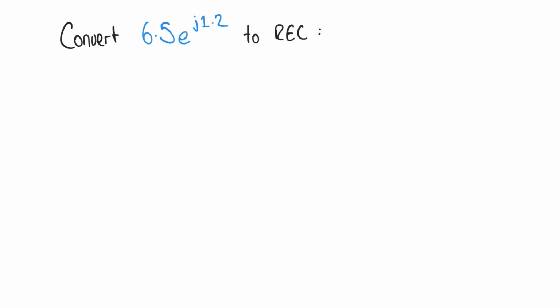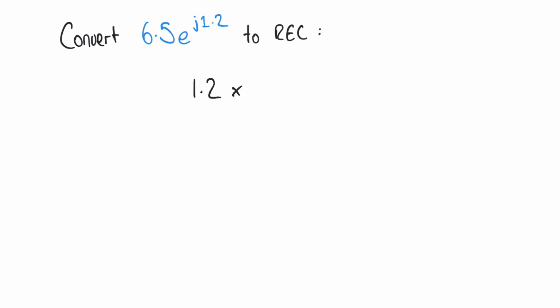Let's try the reverse process now. Here we're asked to convert a number in exponential form, 6.5 e to the power j 1.2, into rectangular form. And again, it's easier to do that using polar form as a middle step. Converting to polar form, we can leave our angle in radians, but we see that theta here is 1.2 radians. Let's do the reverse process and convert that back to degrees.